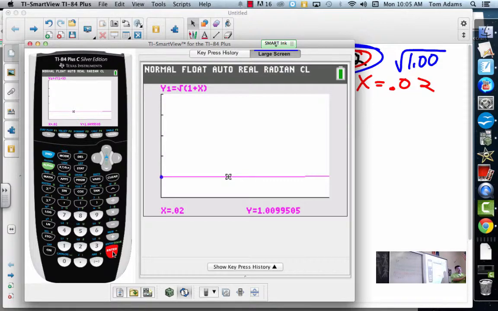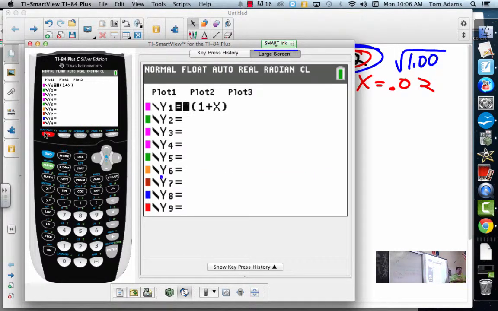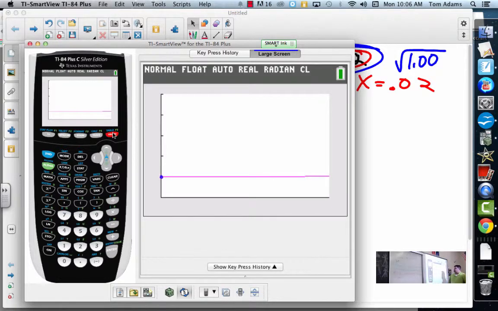So now watch this. This is where you'll want your calculators. Everybody have this graphed on your calculators, right? So we have this graphed, the square root of 1 plus x. That's what we see on the screen. What I want to do is write the equation of the tangent line and then evaluate it at x equals 0.02.